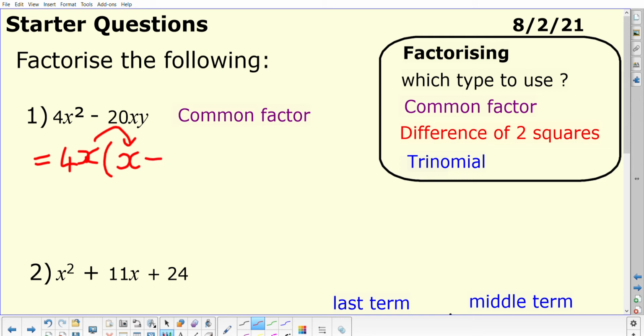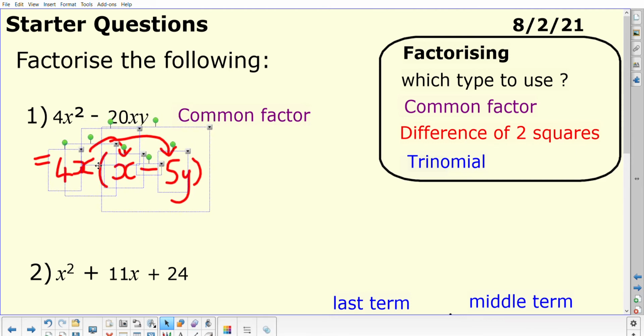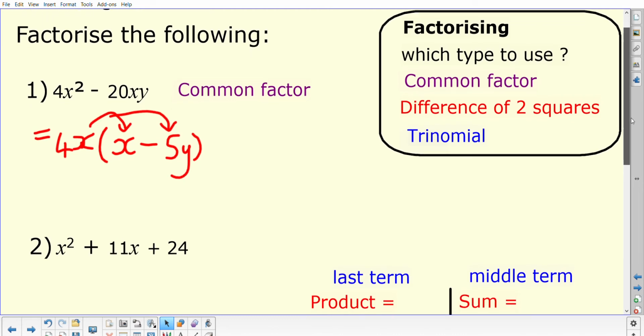Then we'll be having a minus sign, and 4x times you need a 5 to make you have 20. You've already got the x in the second term, so it would just be the y, and that would be it, factorising, nothing else that we could do with that. So that would be using common factor as your type of factorising there. So hopefully you got that correct.